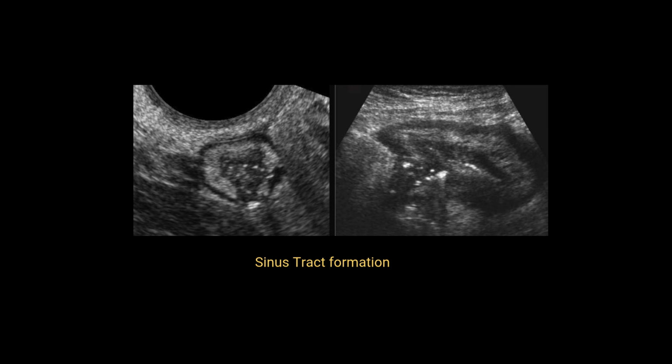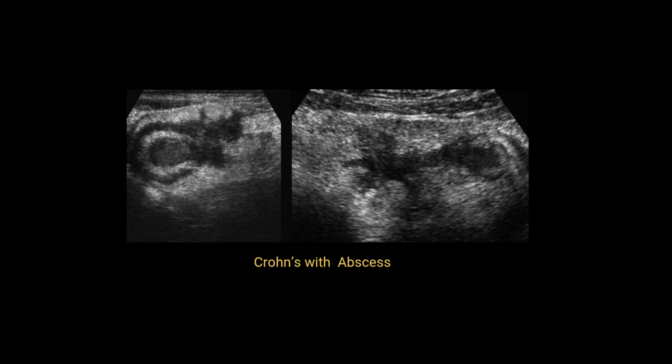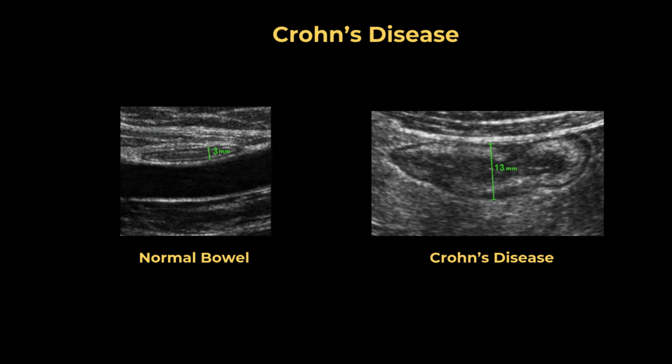Free fluid is commonly present. Ultrasound may also show complications such as fistulas, which appear as hypoechoic tracts between bowel loops, or abscesses, which appear as complex fluid collections. Enlarged mesenteric lymph nodes are frequently seen. They are usually oval and reactive, located around the affected bowel segment.